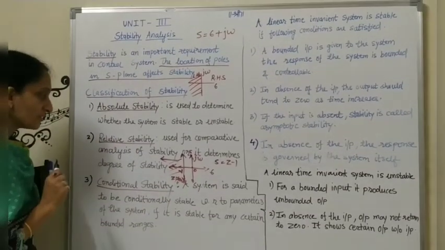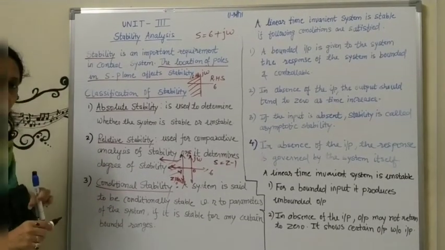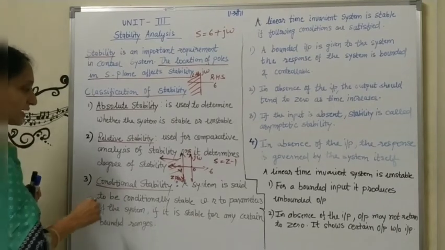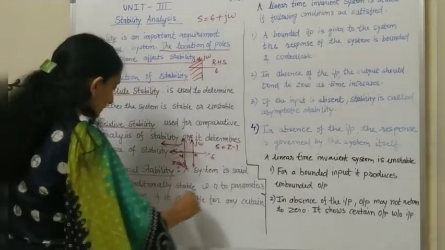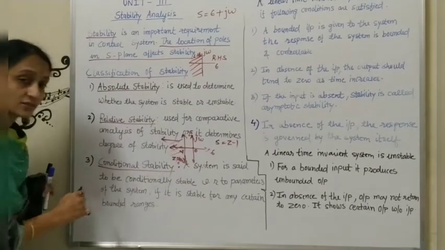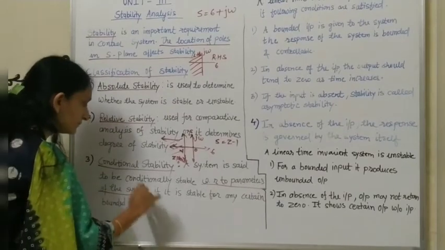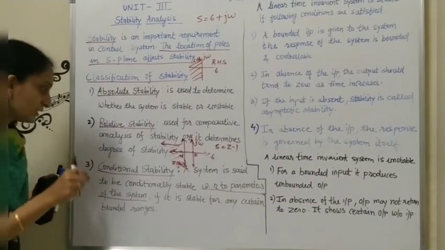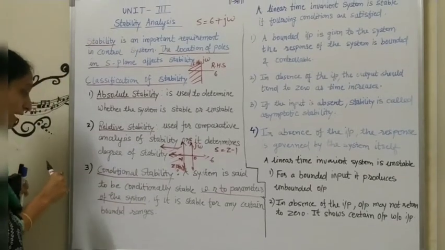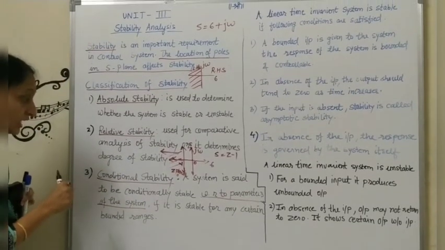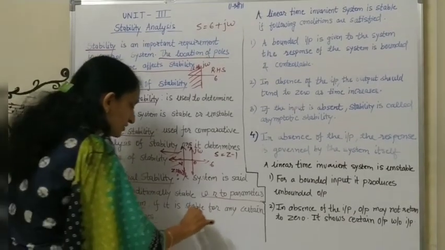We will solve numericals also. Now number 3, conditional stability. What is conditional stability? A system is said to be conditionally stable with respect to parameters of the system. See here, with respect to parameters of the system. A system is said to be conditionally stable with respect to parameters of the system if it is stable for any certain bounded ranges.